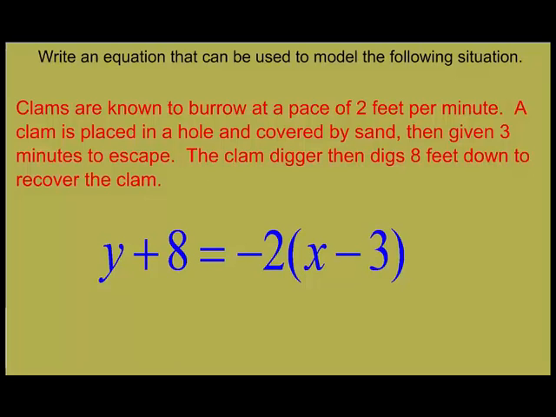Here's the equation you should have come up with. Notice this clam is burrowing at a pace of 2 feet per minute. So since it's going down, burrowing means digging, our slope would be -2. After 3 minutes, it is 8 feet underground. So notice that 3 minutes, it's a positive value, so that should be there. And 8 feet underground, we're talking about down below the earth, so that makes that a -8.